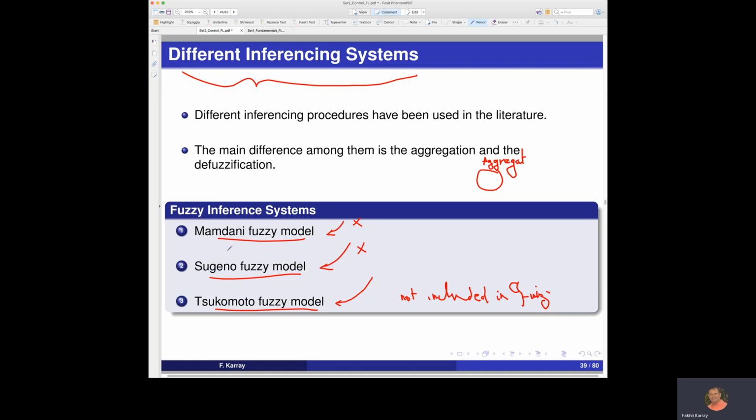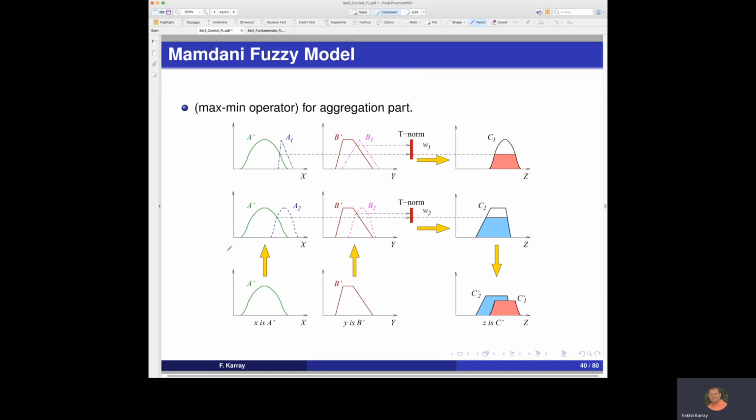Okay, so let's talk about them. How do they aggregate, and how do we create this particular aggregator value? Once we create the aggregator value, as I mentioned a few moments ago, then we are able to defuzzify the output of the system. So let's go back to what we have seen earlier when we used the max-min operator for the aggregation part. Remember, this is rule 1. This is rule 2, so this is an example where we have multi-antecedents. We have X, we have Y, and we have Z as the consequence.